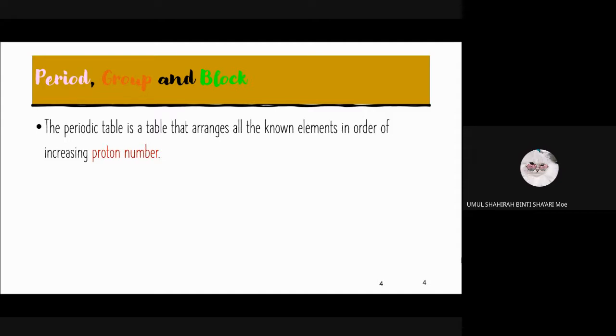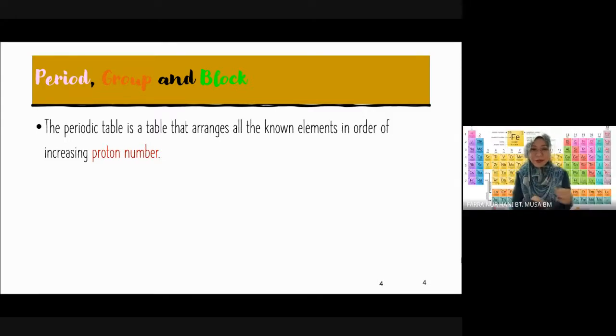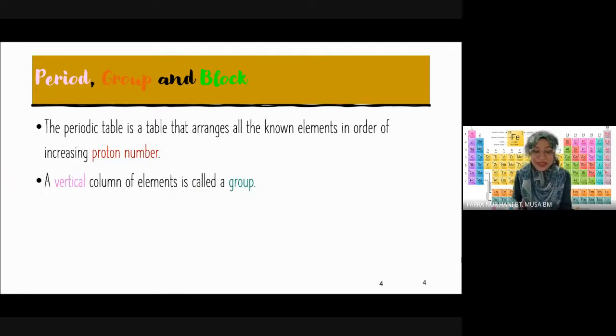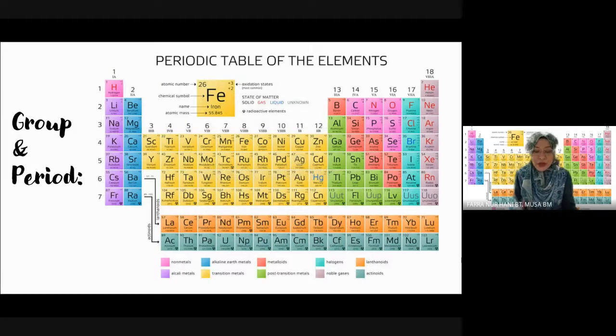Not yet. So in matriculation we learn about block. Just now, how do we identify group from the table? You see this table. The vertical column is known as group, and the horizontal row is period. So how many groups do we have here? Starting from 1, 2, 3, 4 up to 12, and then 13 to 18. So altogether 18 groups.